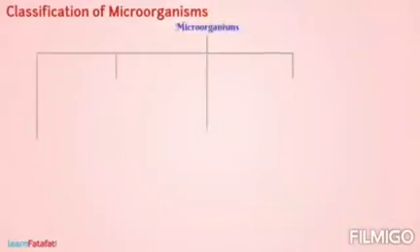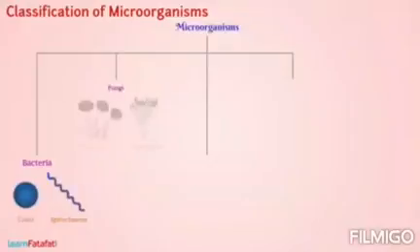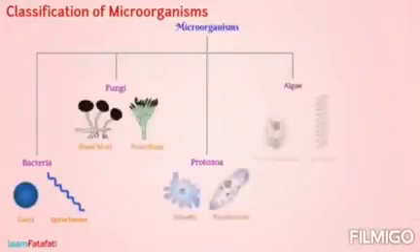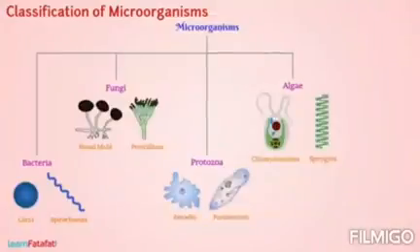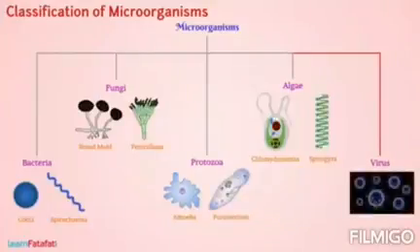Classification of microorganisms. Microorganisms are classified into 4 groups: bacteria, fungi, protozoa, and algae. Along with these groups, there exists a group of organisms called viruses, which are considered to be at a borderline of living and non-living things. Why is it so?